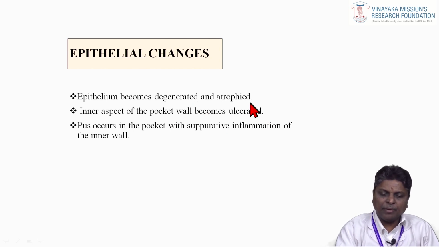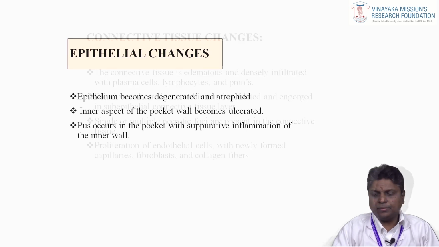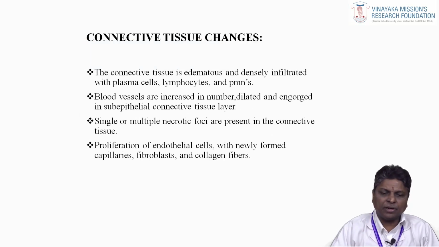And the inner aspect of the pocket becomes ulcerated. Because of these changes, there is pus discharge. It is a suppurative inflammation of the inner wall. What will happen after the epithelium, to the connective tissue?